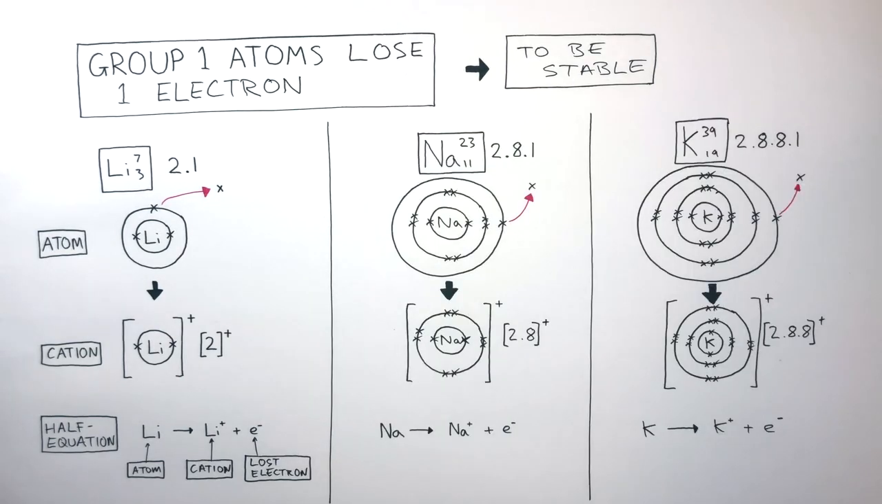Notice how with each Group 1 element, they all lose one electron each to have a full outer shell of electrons. This is shown in the electronic configuration of the cations, and this is also shown in the half equation.